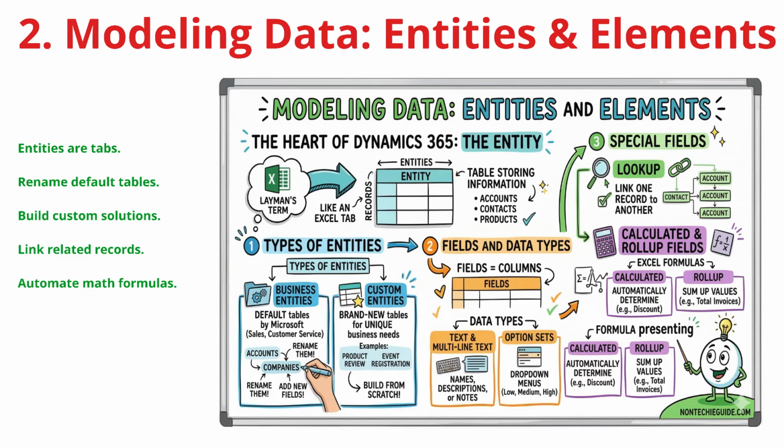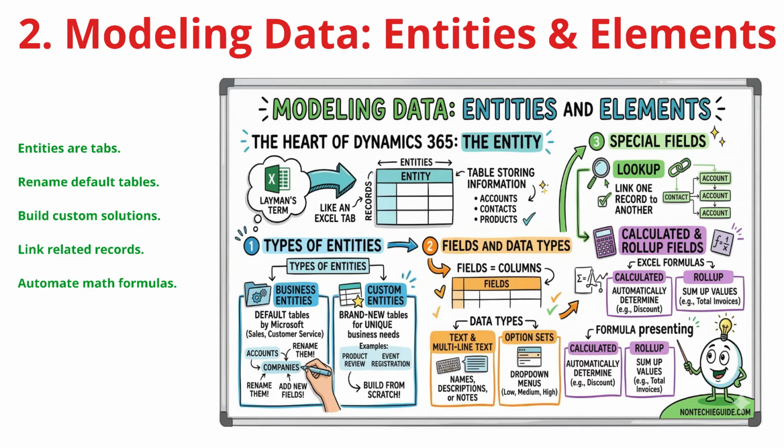Business entities are the ready-made tables Microsoft gives you, like accounts, which you can easily rename to companies to fit your style. Custom entities are the ones you build from scratch to solve your unique business puzzles, like tracking event registrations. Inside these tables, we have fields, which act as your columns. You can use text fields for notes, option sets for simple drop-down menus, or lookups to link one record to another, like connecting a person to their company.